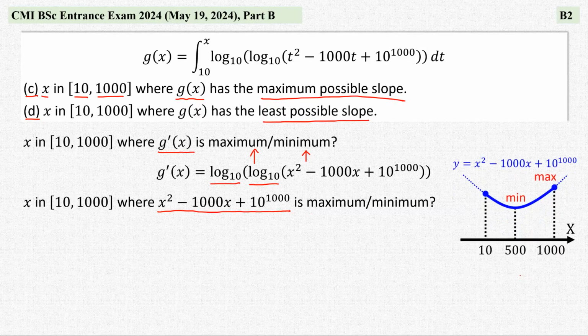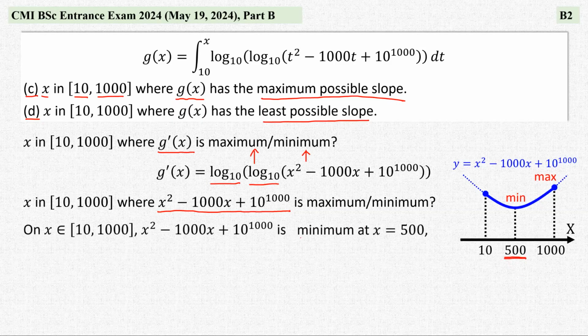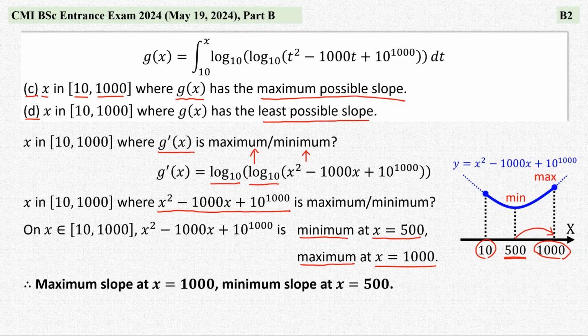This is a convex quadratic function that is symmetric with respect to x equals 500. Therefore, it is minimum at x equals 500, and between two endpoints 10 and 1000, 1000 is farther from 500, hence the maximum occurs at x equals 1000. Therefore, the slope is maximum at x equals 1000 and minimum at x equals 500.